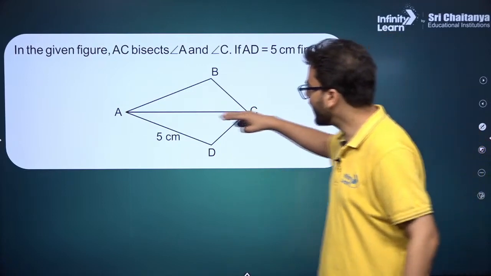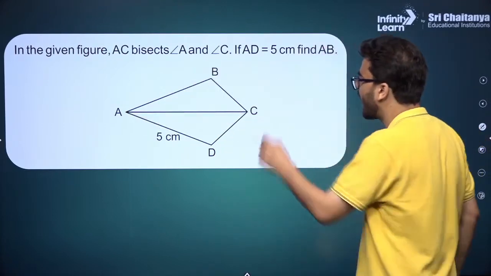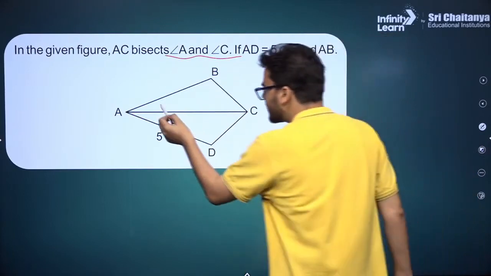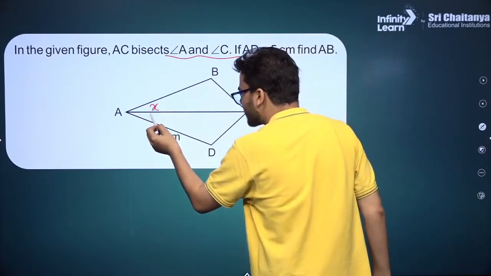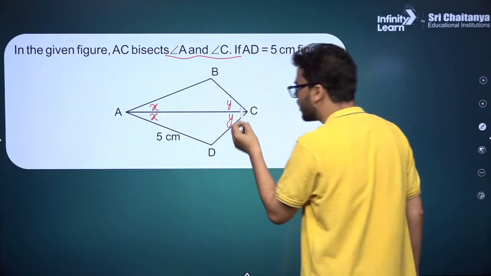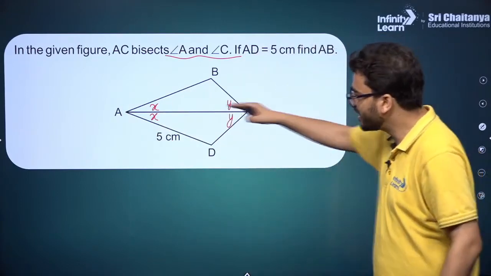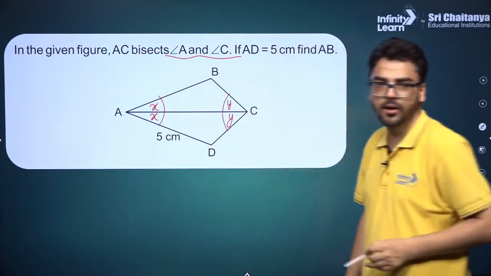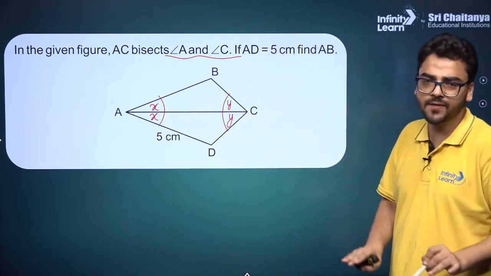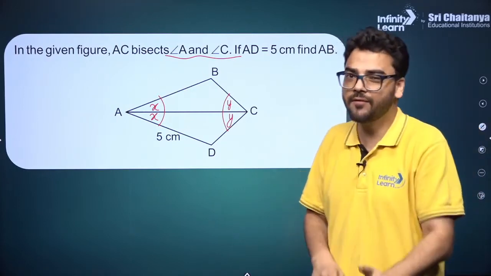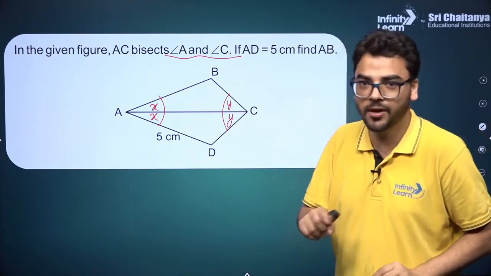So it is given that AC is bisecting angle A and C. It means if I take this angle to be X, this is also X. If I take this angle to be Y, this is also Y, because AC is bisecting both the angles A and C over here. So basically, the answer is very simple, but when it comes in a subjective examination, you have to give every proper reason or not. Tell me, you have to give that, right?